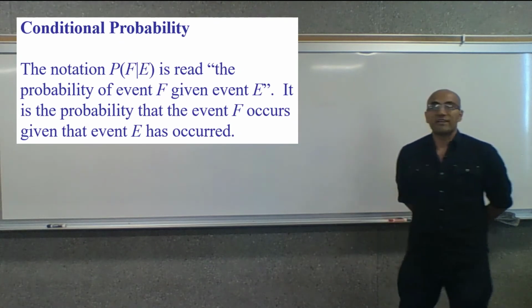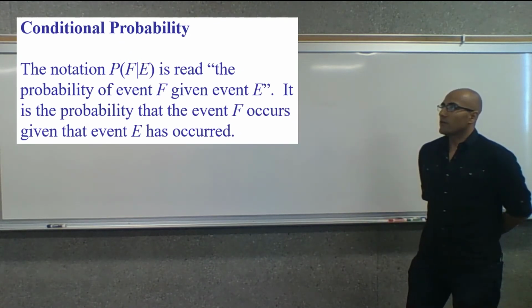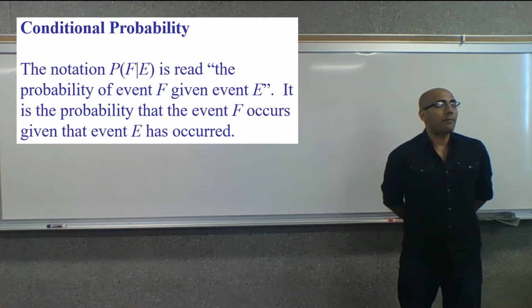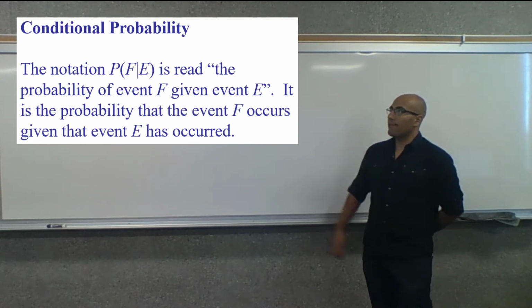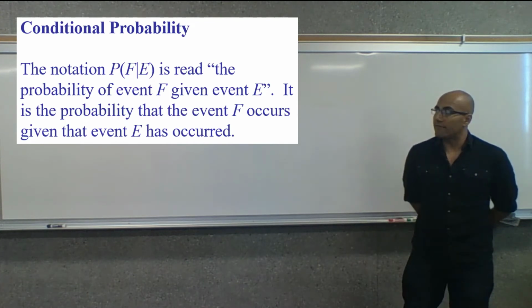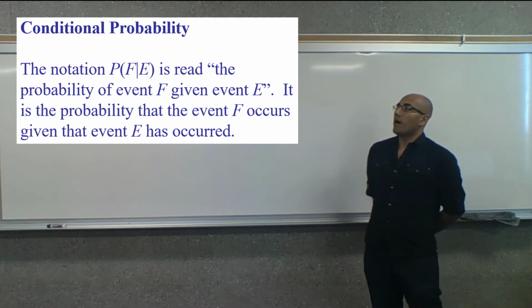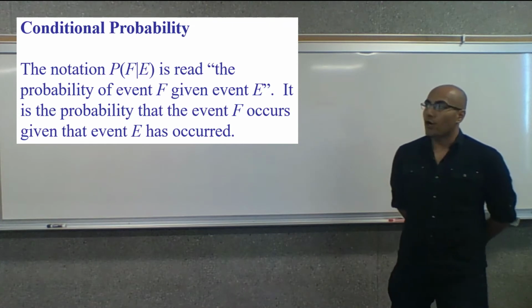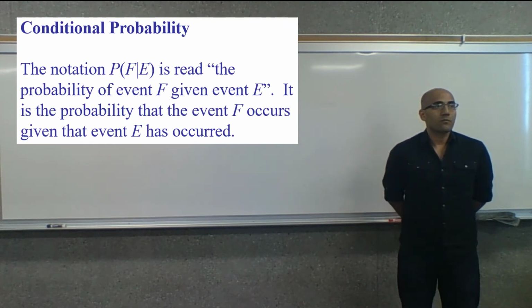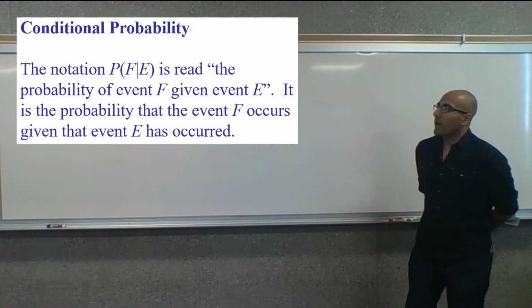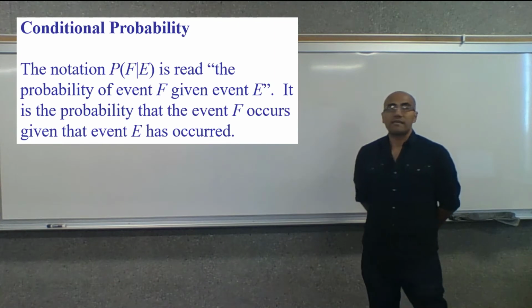It involves the notation, first of all, because we covered the notation. So the notation, the probability of F given E, is read just like that: the probability of event F given event E. It is the probability that event F occurs given that event E has occurred. Okay, so it is the probability that event F occurs given that event E has occurred.